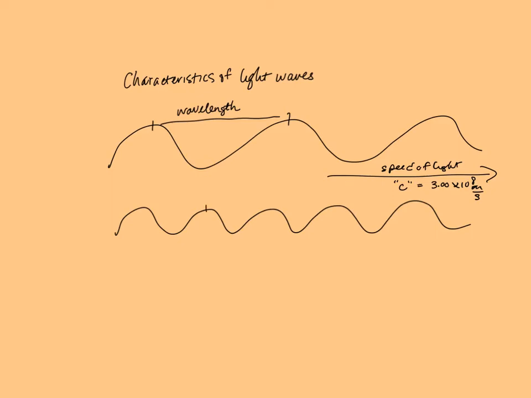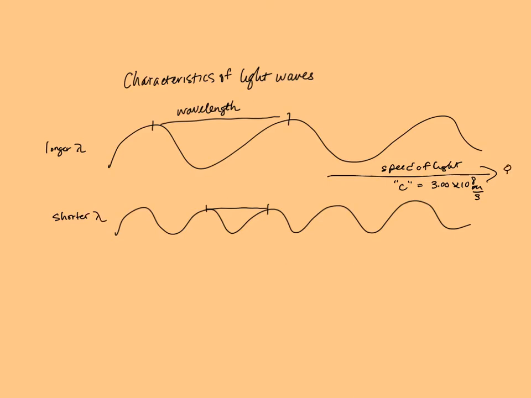And you can see that these two waves that I've sketched have a different wavelength. The one above has what I would call a longer wavelength. The symbol for wavelength is lambda. And the wave below has a shorter wavelength.